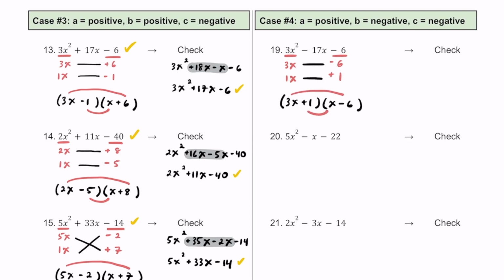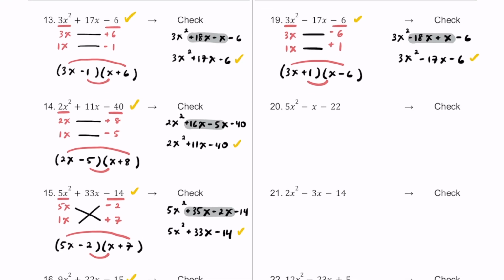If we go ahead and FOIL it out, 3x times x, that's going to be 3x to the second power. Let's go ahead and check the outers and the inners here. For the outers, it's going to be negative 18x. For the inners, it's plus 1x. And then for the last here, 1 times negative 6, that's going to be negative 6. If we go ahead and combine these two middle terms here, we're going to get 3x to the second power minus 17x minus 6. Cool. So we factored this one here. And let's try a few more.